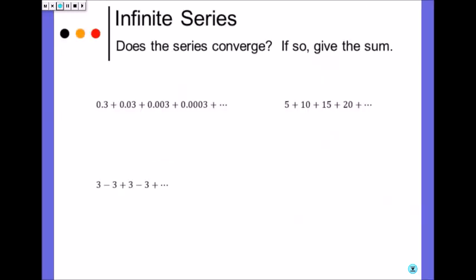All right, here are a few more. Does the series converge? If so, give the sum. So let's look at it here. So what are we doing here? We are multiplying by 1 over 10, right? The number of digits is increasing, so this is geometric. Good. And the ratio is less than 1.